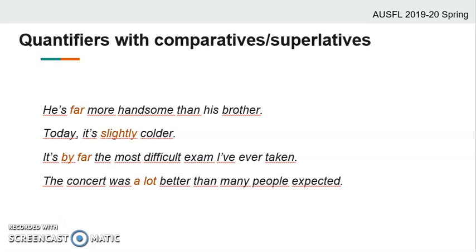In the second example, I use another word to show that the difference is a small one. Today, it is slightly colder. It is a bit colder. Or I can use by far before the superlative, again to show that the difference is big. It is by far the most difficult exam I've ever taken. Or the concert was a lot better than many people expected. So I use these words before the comparative and superlative adjectives to show if the difference is big or small.